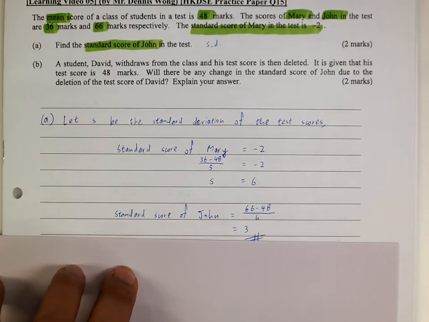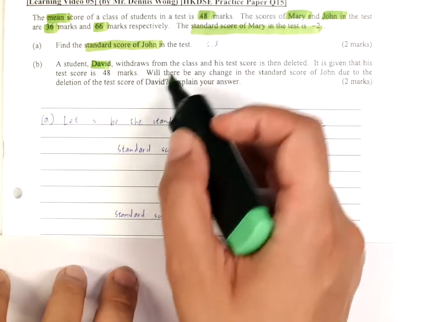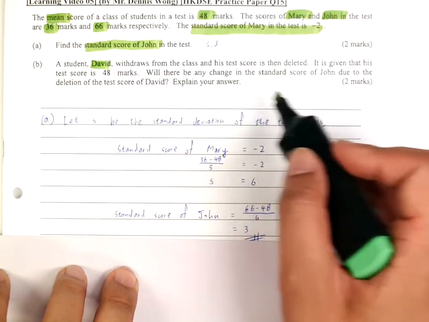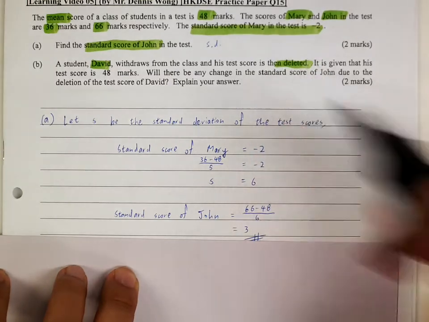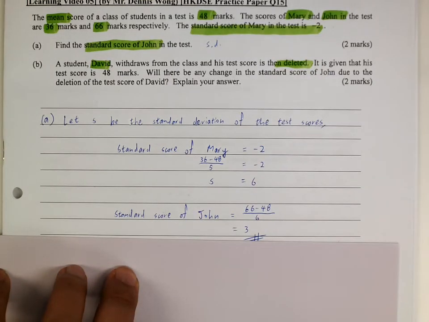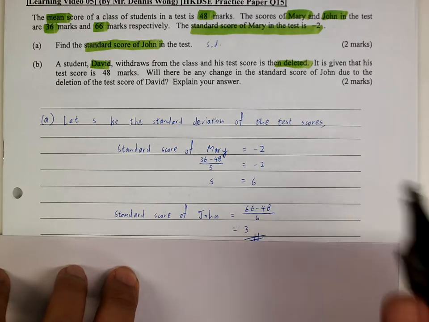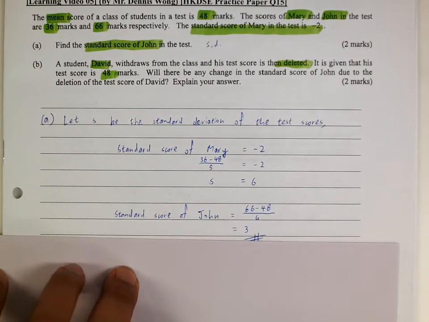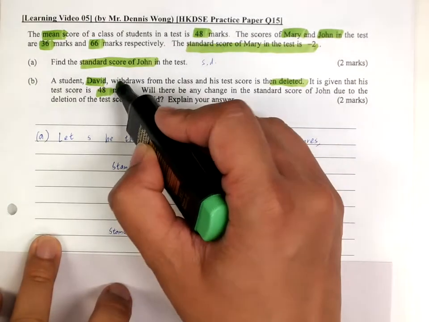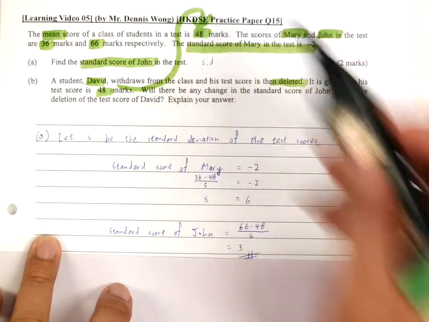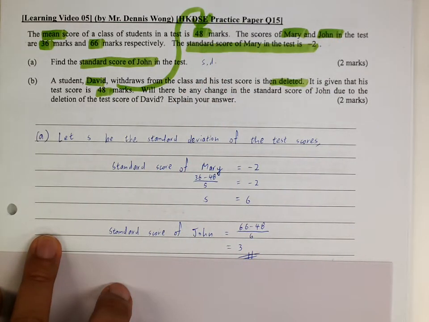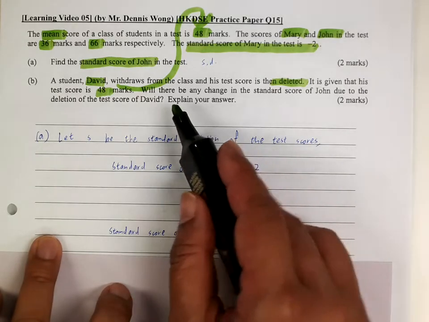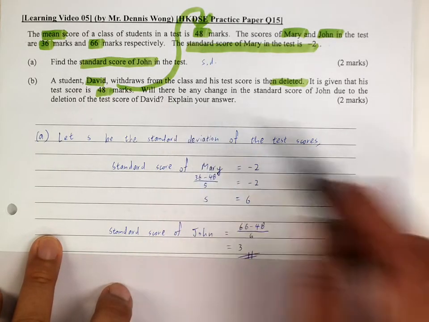Part A should be a simple question. Let's look at part B together, which requires explanation. Another student, David, withdraws from the class, and his score is deleted, which means that one of the original scores is deleted from the data set. It's given that the score of David is 48, and this number is exactly the mean score of the whole class. It's very important information to get the conclusion about the question here.